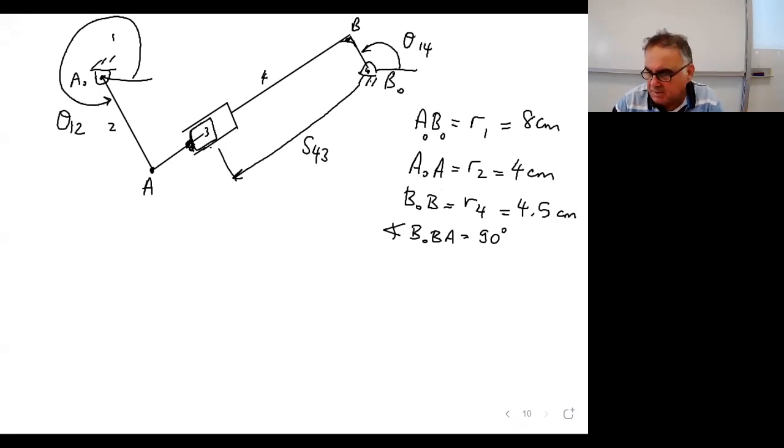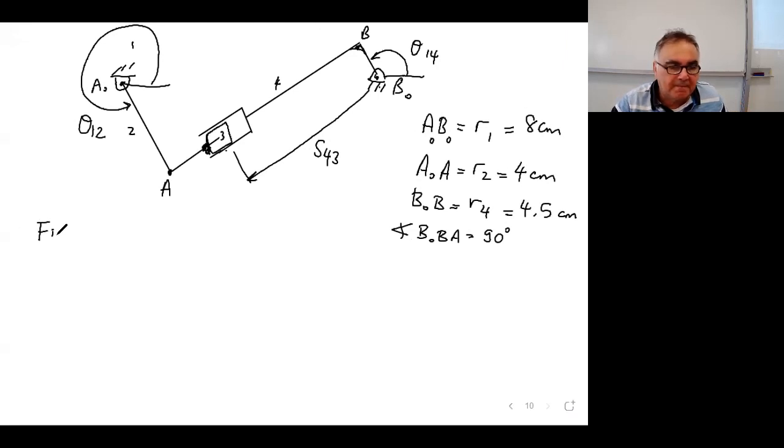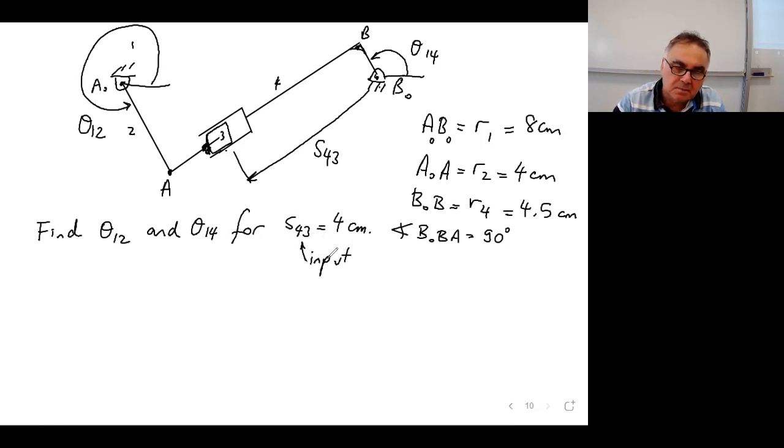The question is, theta 1, 2 is not given here. Find theta 1, 3, 2, and theta 1, 4 for S43 equals 4 centimeters. So this is the input variable. So you are required to find all the possible solutions.